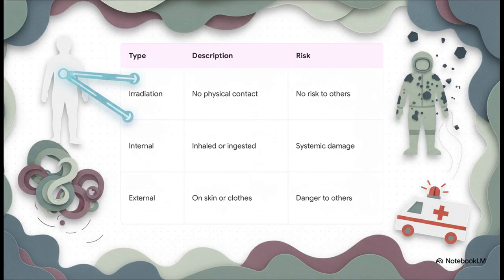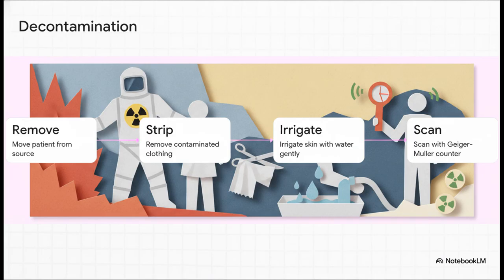But external contamination? That means radioactive material is physically on the person's skin or clothes. That patient is a continuous hazard to every single person around them. If they are brought into a hospital without being decontaminated first, they will instantly contaminate the ambulance, the emergency room, and the doctors trying to save them. So, to prevent the medical team from becoming victims themselves, immediate field decontamination is mandatory. The golden rule here is, do not become the next patient.